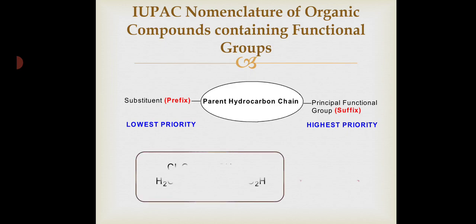Now, suppose you are asked to name this compound. Is it easy? No. In the last video, we have seen how to give an IUPAC name to a compound having one functional group. It was an easy task. But now when you have two or more functional groups, it is difficult to name. If you know the rules, it is easy. So let's see what needs to be done.